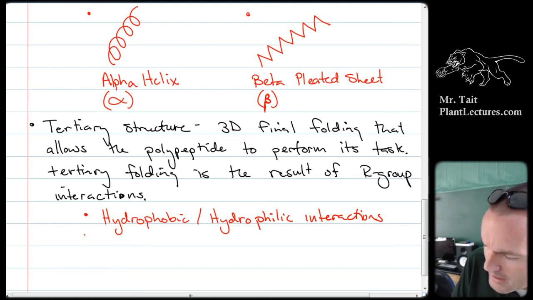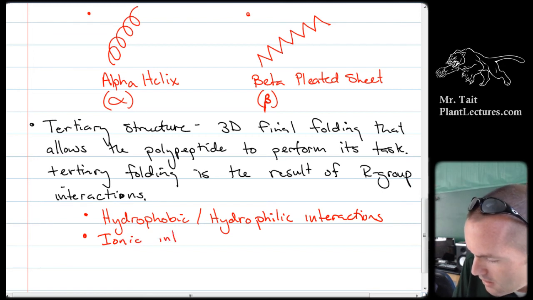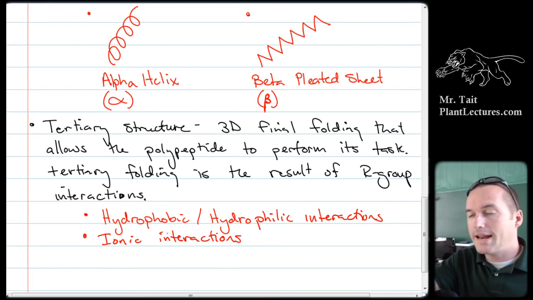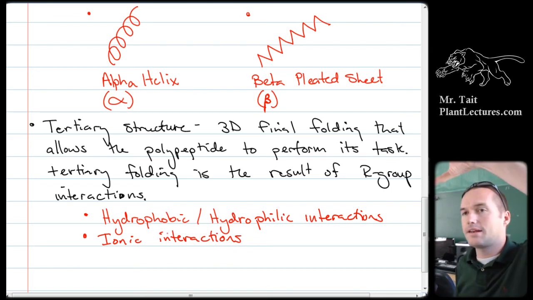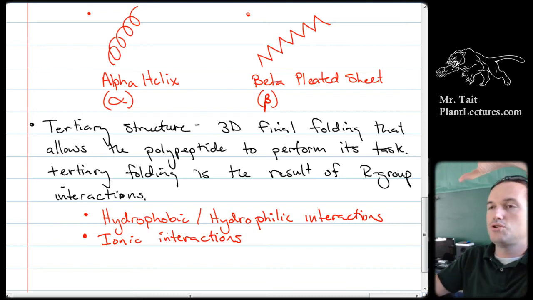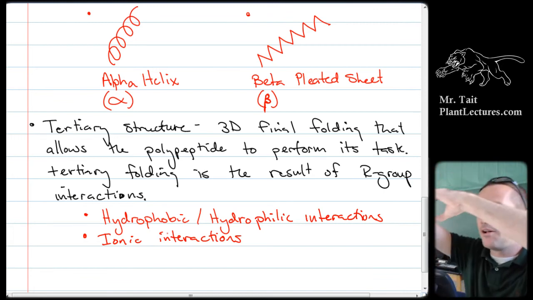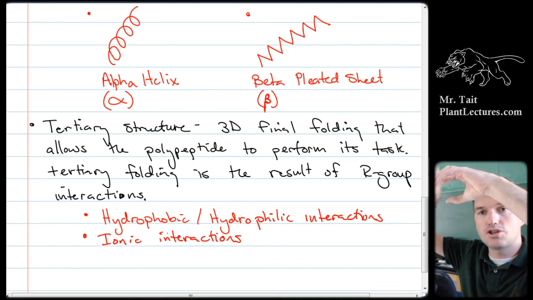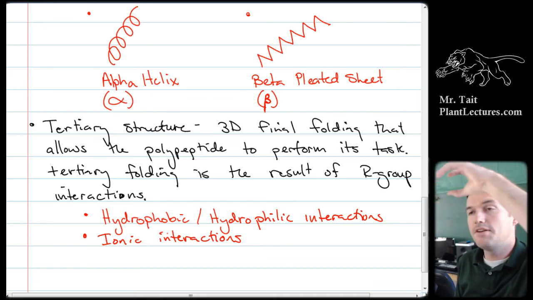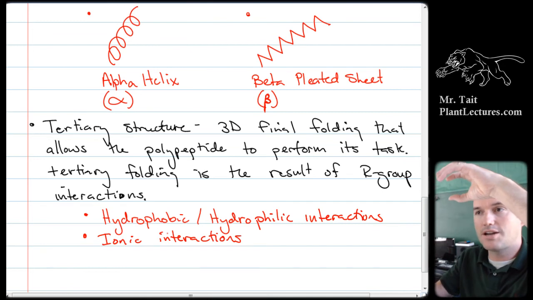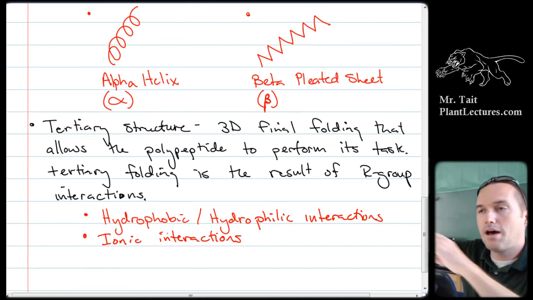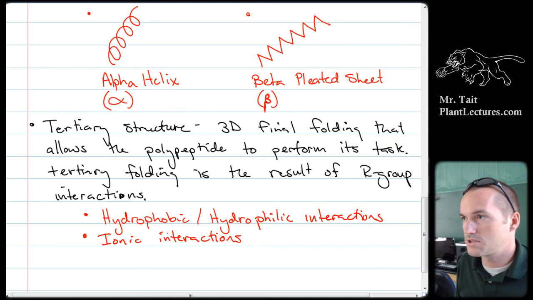Okay? You've also got ionic interactions. So if you had an R group that had an ionic negative charge, it's going to be attracted to an R group that has an ionic positive charge. Not only that, but it's going to be able to repel any other negatively charged ionic R group. Okay? Even if it's just a partial negative, even if it's just a hydrogen bond or something like that, it's going to be able to repel those partially negative charged groups.